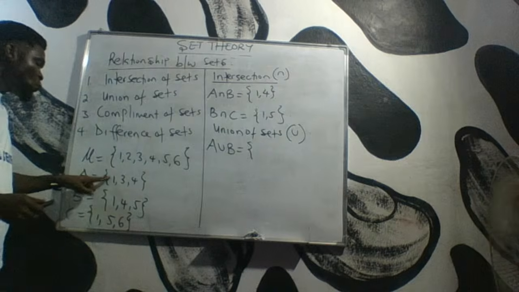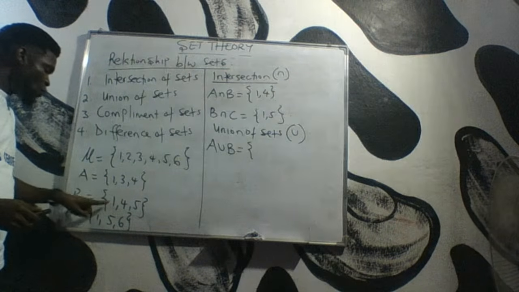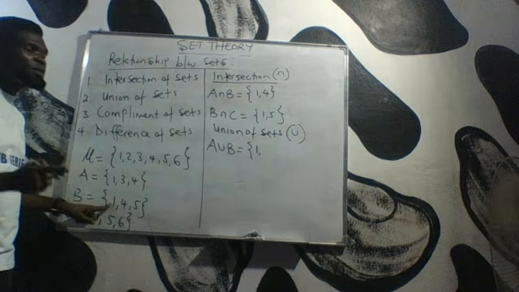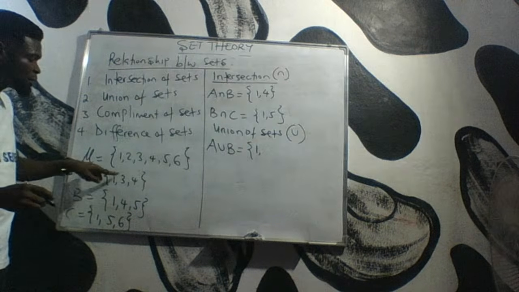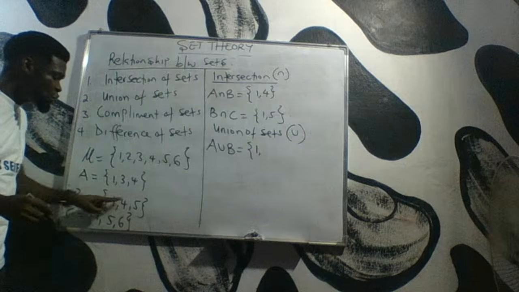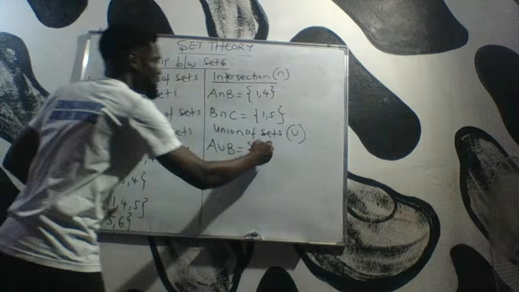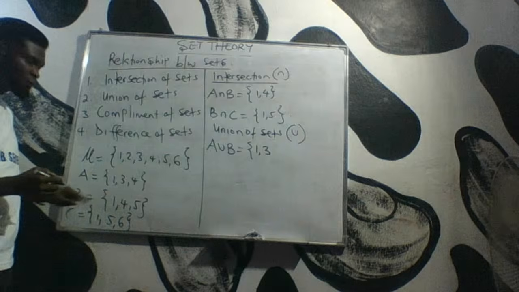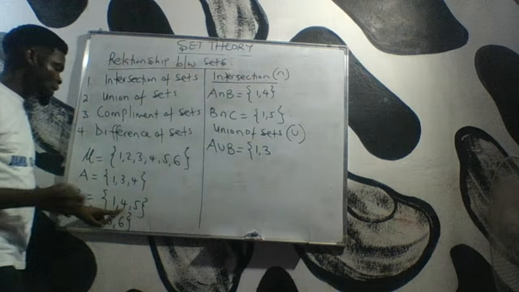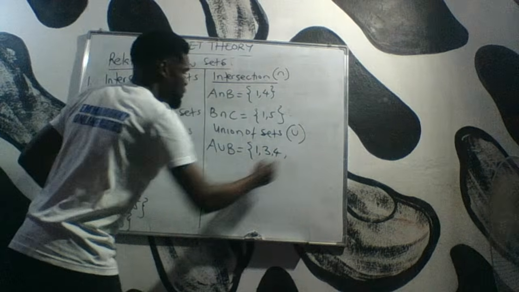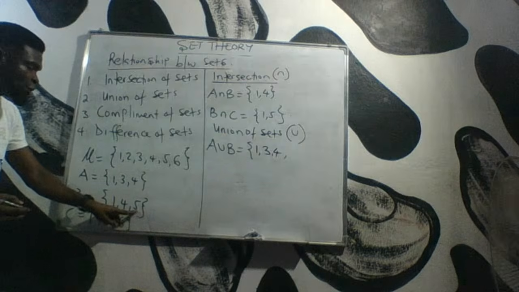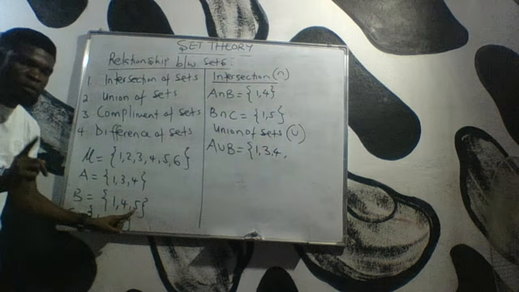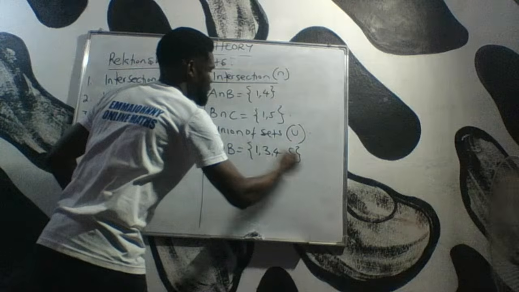Let's go. One is here, one is here, so I'll pick one. That suggests intersection. Three is here, but three is not in set B. I'll still pick three for as long as it is found in any of the sets. Four is here, I'll pick four, just one. Okay, five is here, but five is not here. For as long as five is found in any of the sets, I'll pick five.